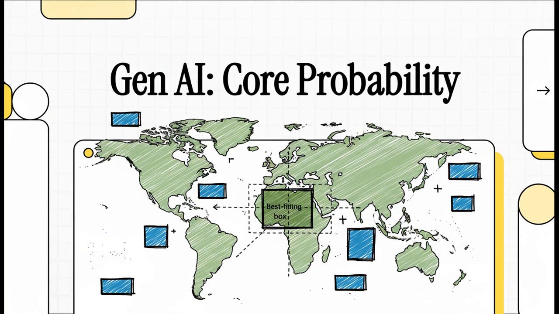Have you ever really wondered how an AI model learns? How it goes from just seeing tons and tons of data to creating something completely new? Well, it's not magic, it's math. And today we're going to pull back that curtain and look at the core probability concepts that are the absolute foundation of modern generative AI.